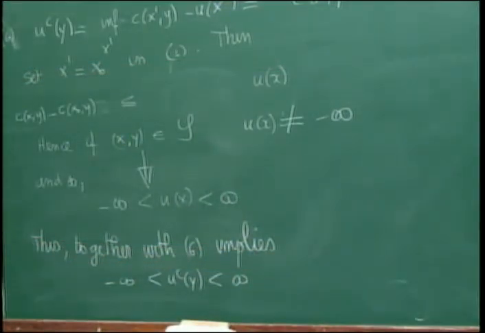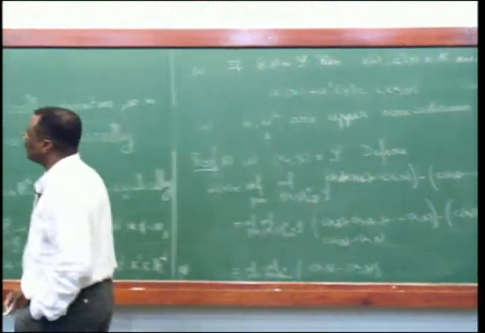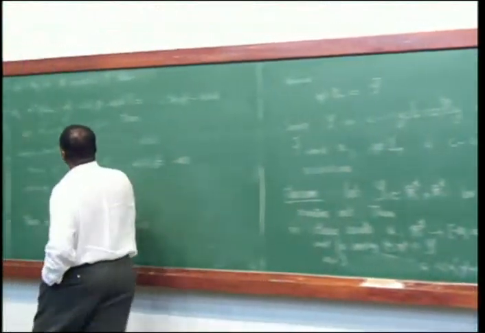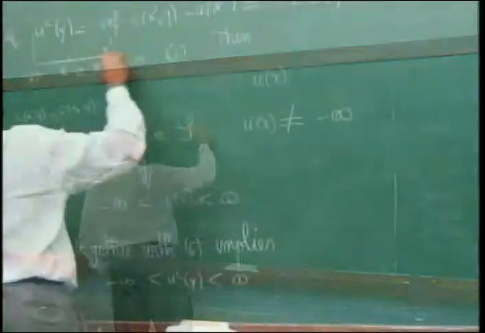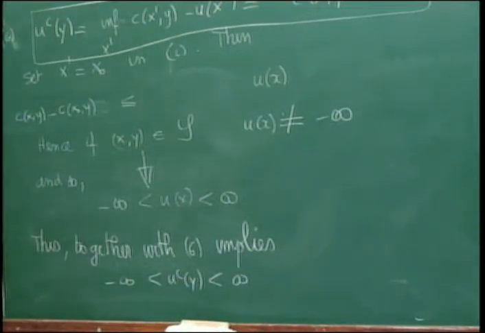So this proves that u and u^c are not identically negative infinity. And this equality holds on S. So that is an important fact which we are going to use.